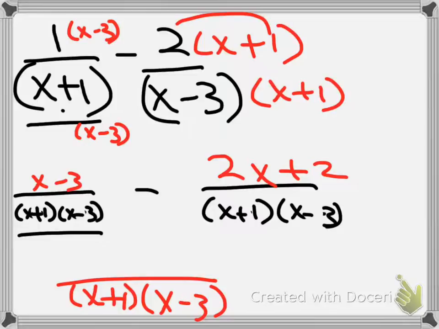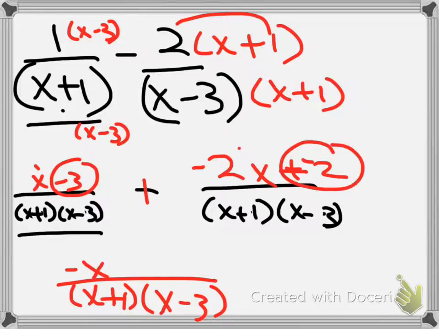The numerator will be, you're going to have to distribute the negative, so this will become negative, and then we have positive there. And then you're going to do x, these will become negative x, and it'll become negative 5.